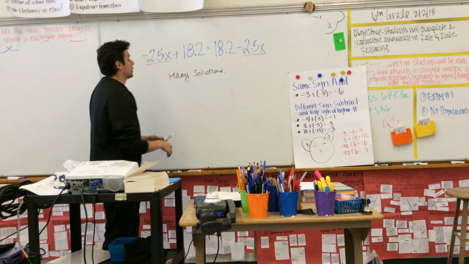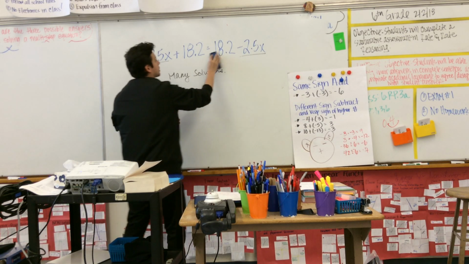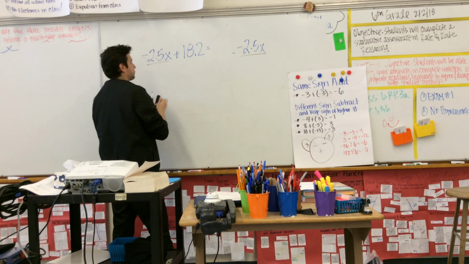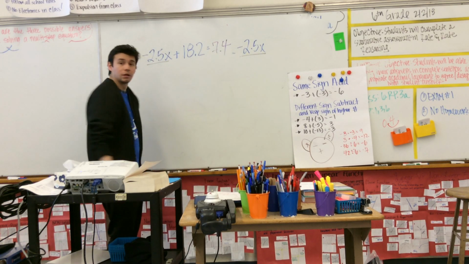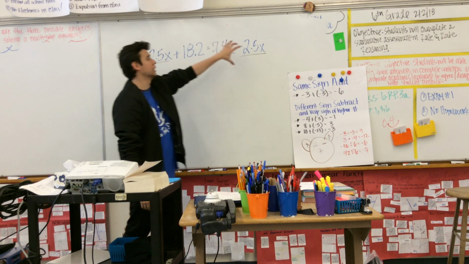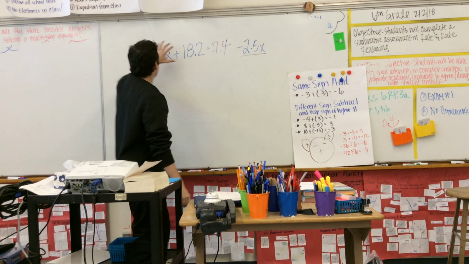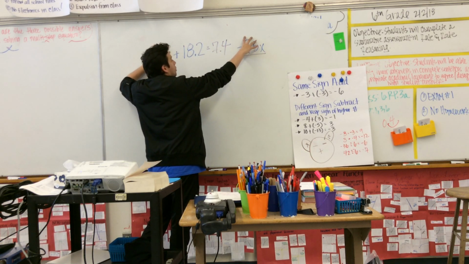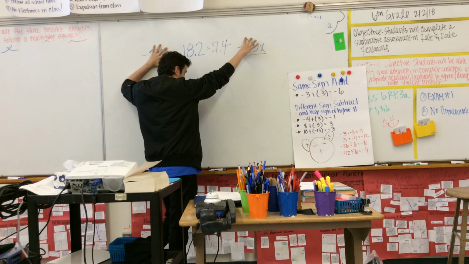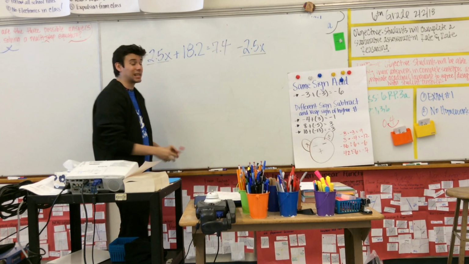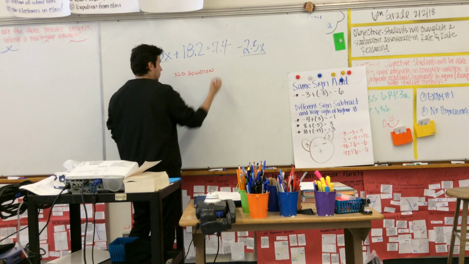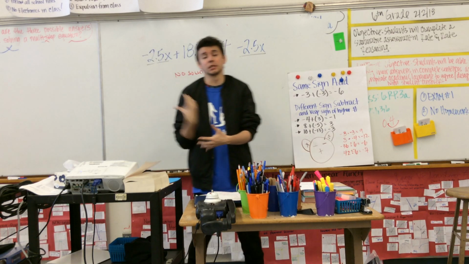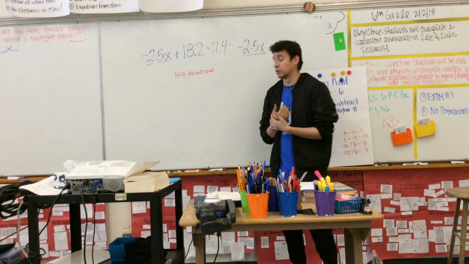What happens if I would have changed, I'm making this up, this to a 7.4? So, identical twins, they cancel out, you have 18.2 equal to 7.4. They're not the same, so that's when you get no solution. Okay? So you could also get these special cases with multi-step equations with decimals as well.